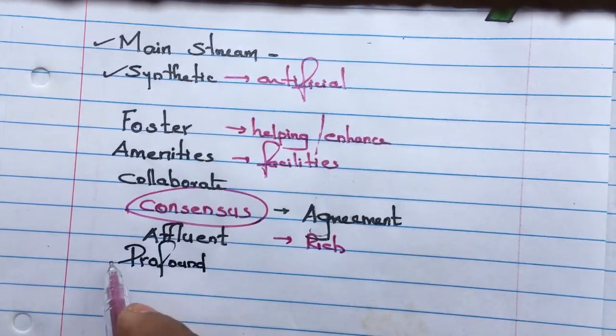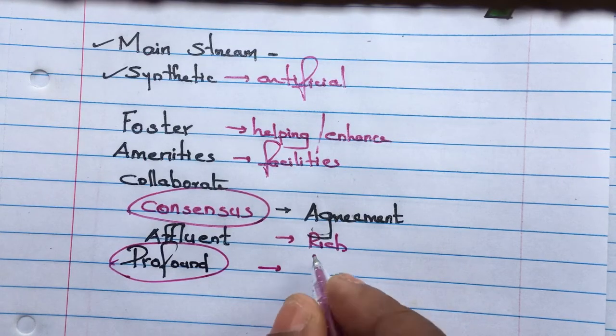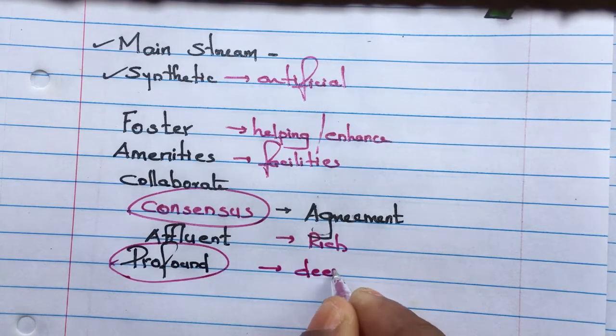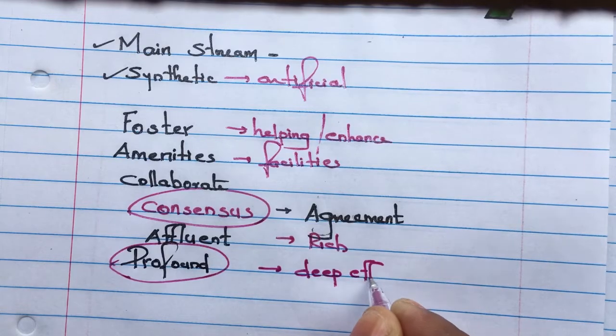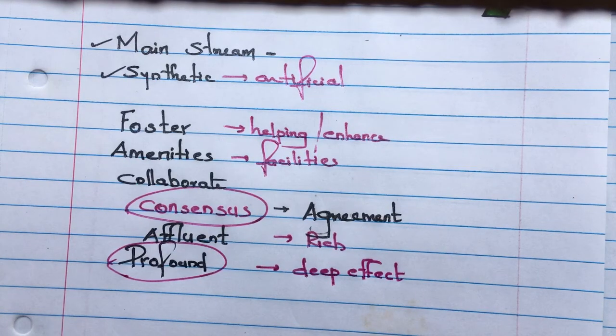Profound is a very good vocabulary for your writing. Why am I saying that? Profound means a deep effect. A deep effect. That means you could say, like, writing on sand has a profound effect in learning the alphabets or something like that. You could say anything. Add your personal example here.